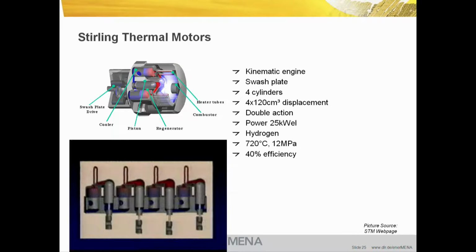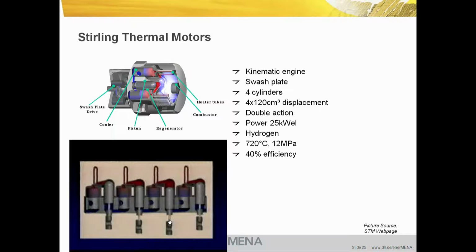The next engine is the engine developed by the company Stirling Thermal Motors, STM. It has a very special design because the pistons are not connected to a crankshaft. The drive mechanism used for this engine is a so-called swash plate. In the lower figure, you see the pistons in a line. Normally they are in a square setup. Here you can see it in a line.